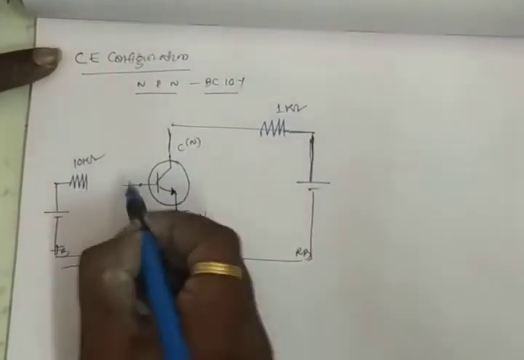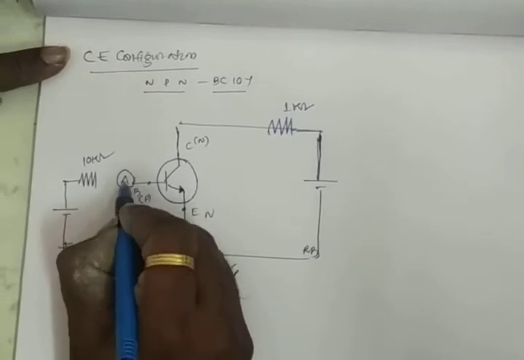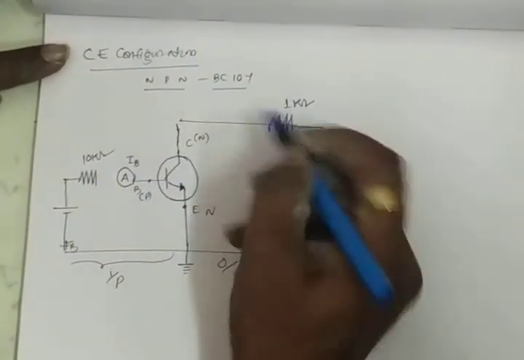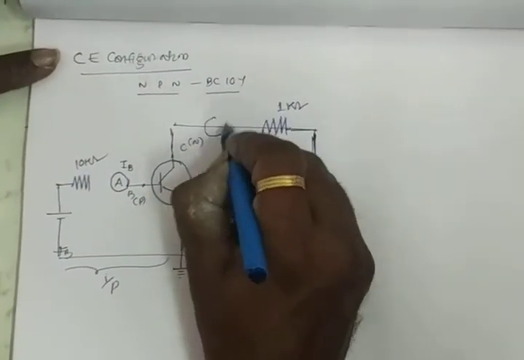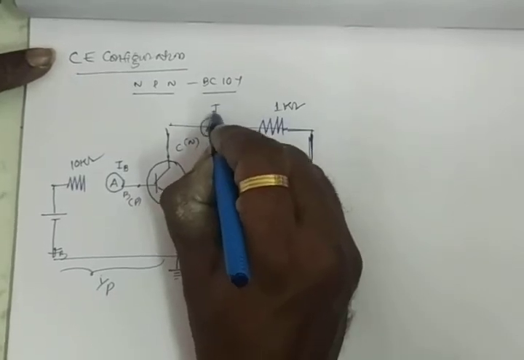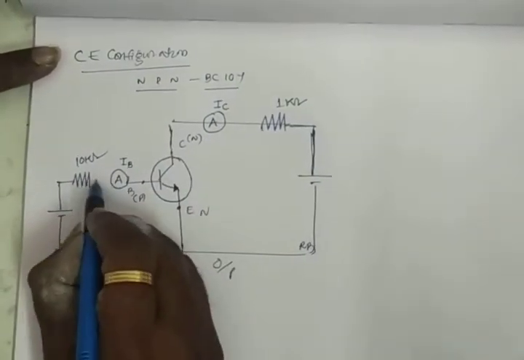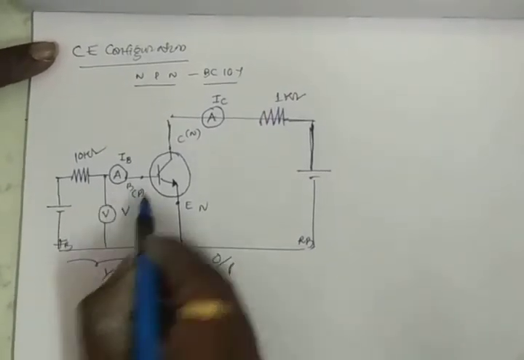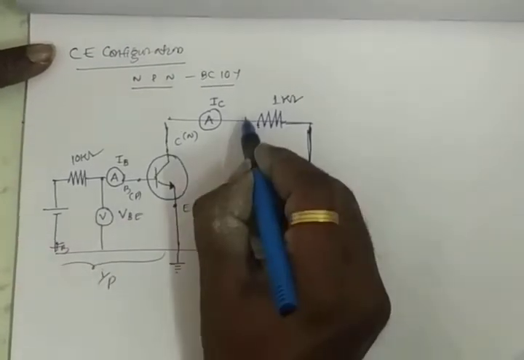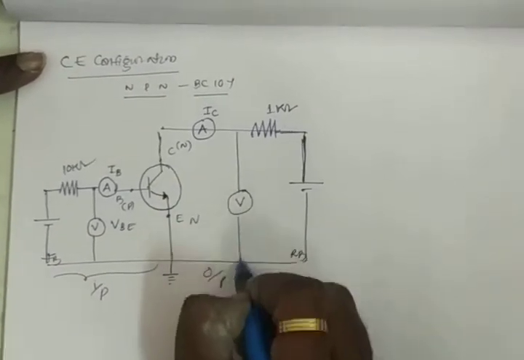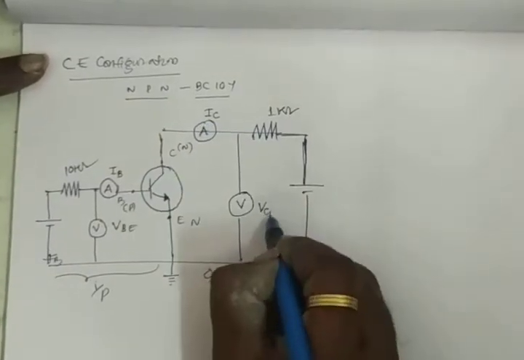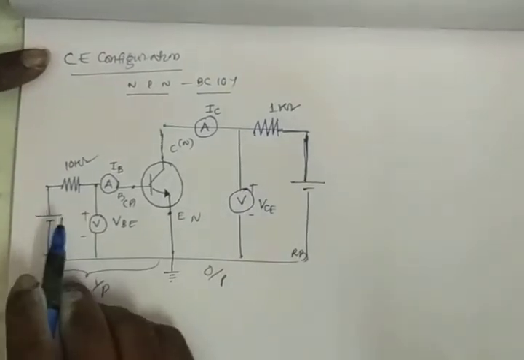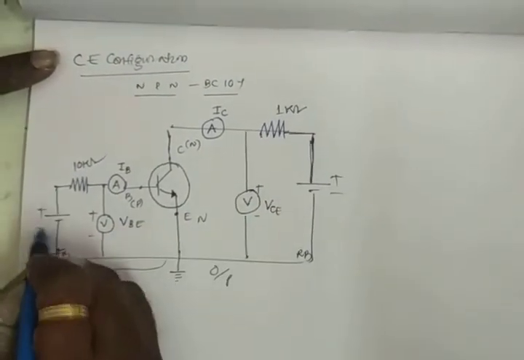Clear? And to know the current through the input circuit, we will be connecting one ammeter that is connected to the base. We can call it IB. And to know the current in the output circuit, we will be connecting one more ammeter that is used for IC. And here we will be connecting one voltmeter, and the name of that voltmeter is VBE. Here also I am connecting one more voltmeter, that is VCE. Whatever the polarities are, that will come here. Yes. This is positive, negative. This is positive, negative.